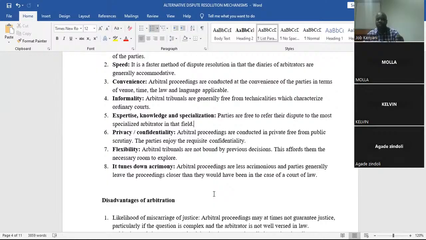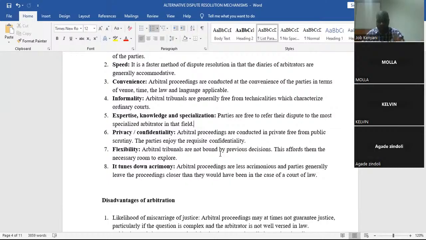So they sometimes are tied. That's what they are saying here. Arbitral tribunals are not bound by previous decisions. So it allows these arbitrators to explore. It's not a must that they make a reference to previous rulings or decisions. They can do a fresh investigation, a fresh compilation of evidence, and come up with their own unique arbitral award.